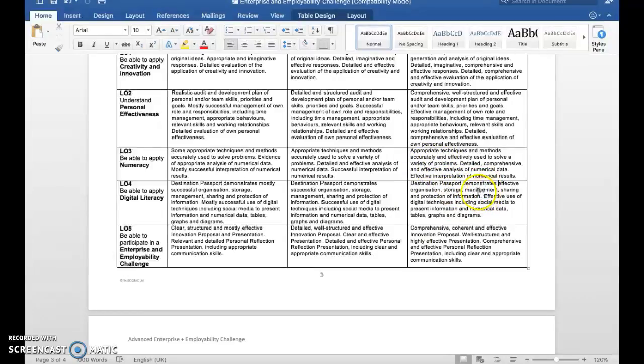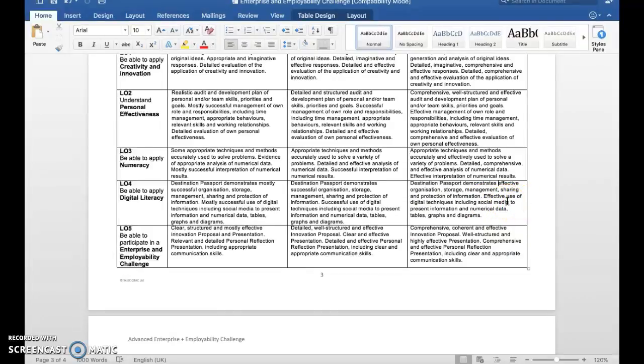Other ways you can store your information, all this stuff cloud-based, is through social media and the use of it throughout the project. So we would expect effective use of digital techniques, including social media, to present information and numerical data, tables, graphs, and diagrams. So social media is needed.